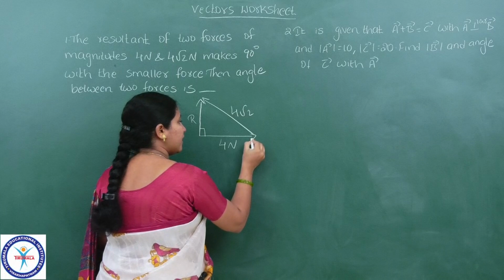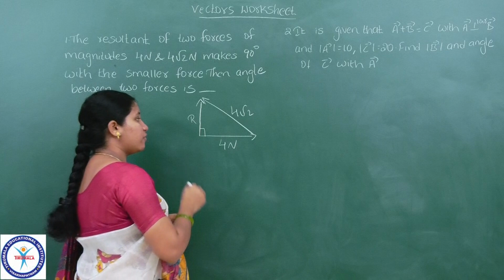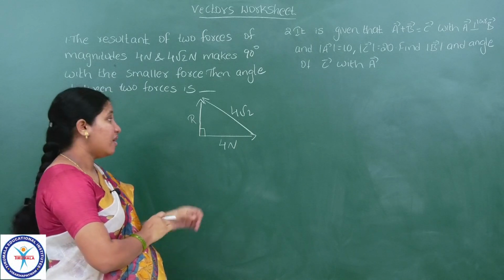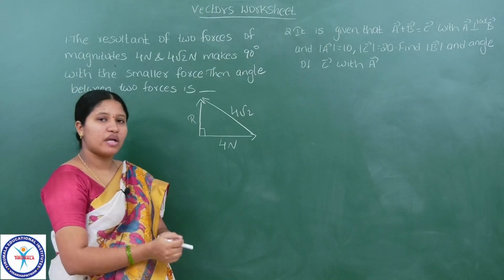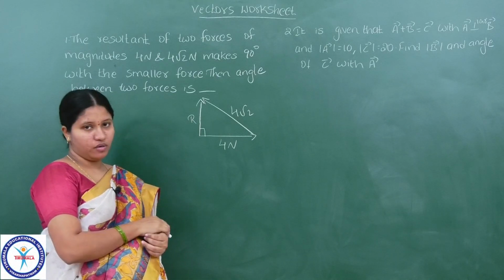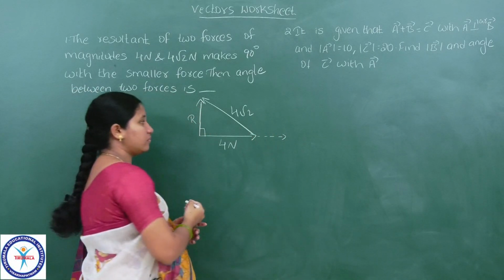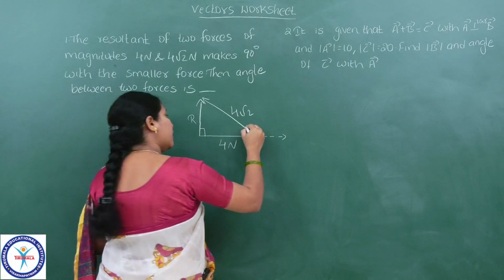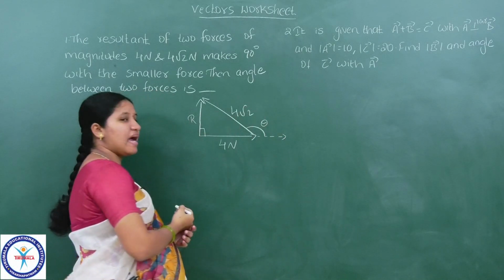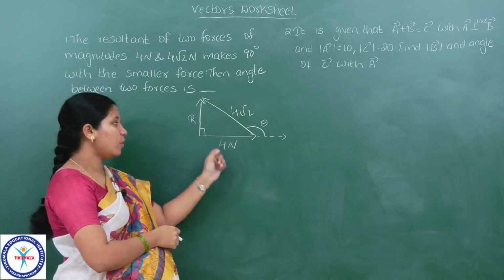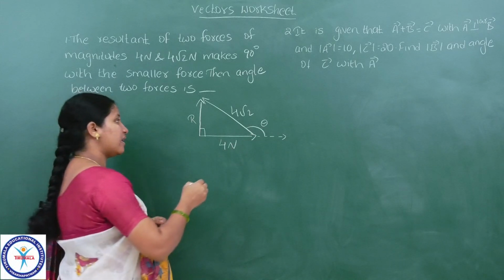See here the tail is coinciding with the 4 Newton force, but we should not take the angle between one tail and one head. So what is the angle between vectors? It is the smaller angle between two tails or two heads. So what we shall do is extend the 4 Newton vector. So now the external angle is considered as the angle between the two forces 4 root 2 and 4. So to find this angle, we must first know the internal angle.